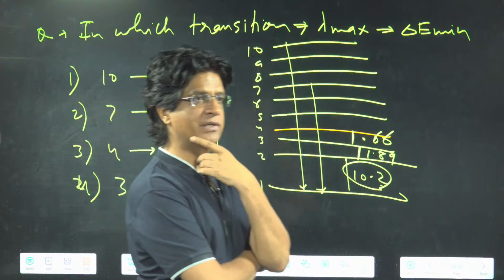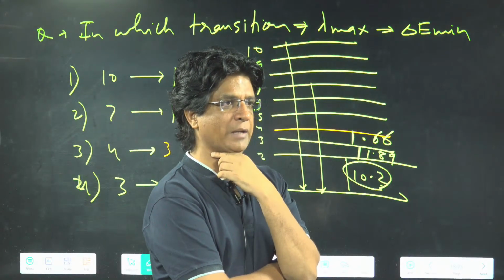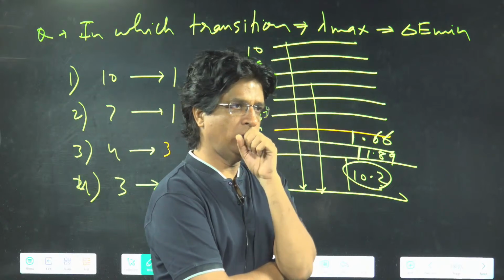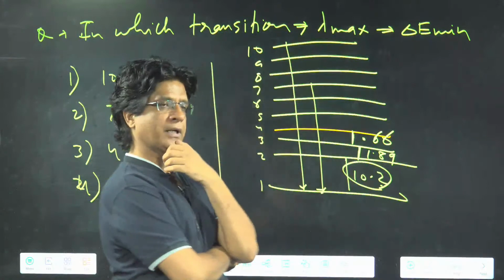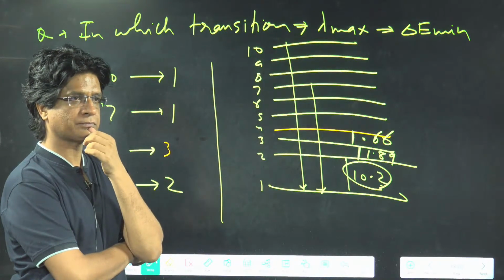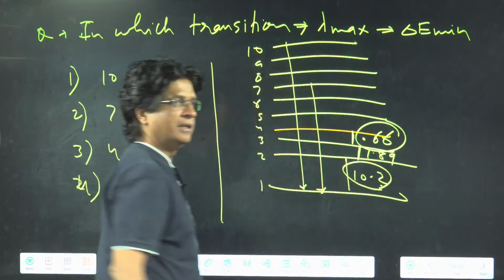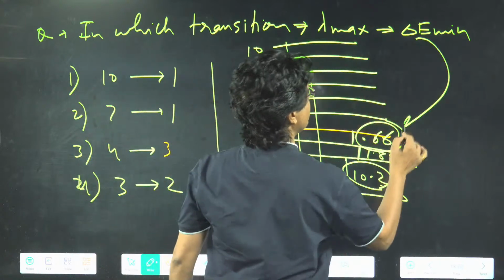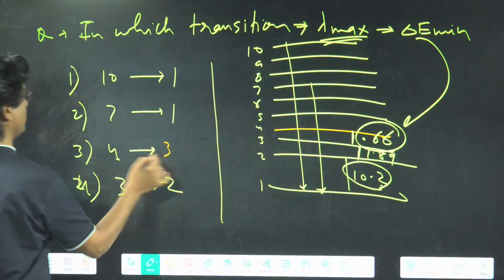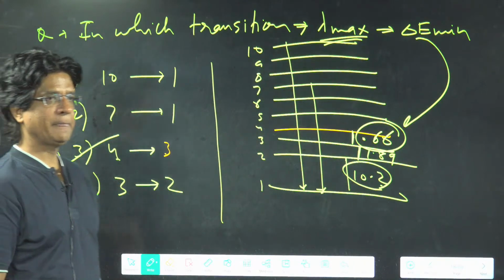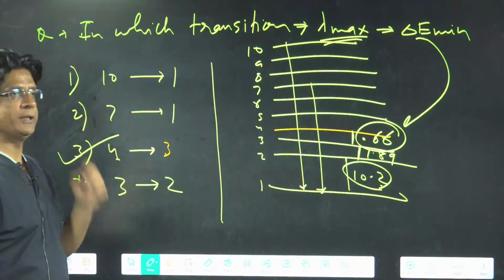So the Lyman series is in the UV region and the Balmer series in the visible region, so energy is more in Lyman. Yes, correct. So Lyman will have more frequency, no doubt. So the least energy difference is here. Delta E is minimum, so lambda will be maximum. Where? From 4 to 3. Yes or no? Are you getting that? 4 to 3.